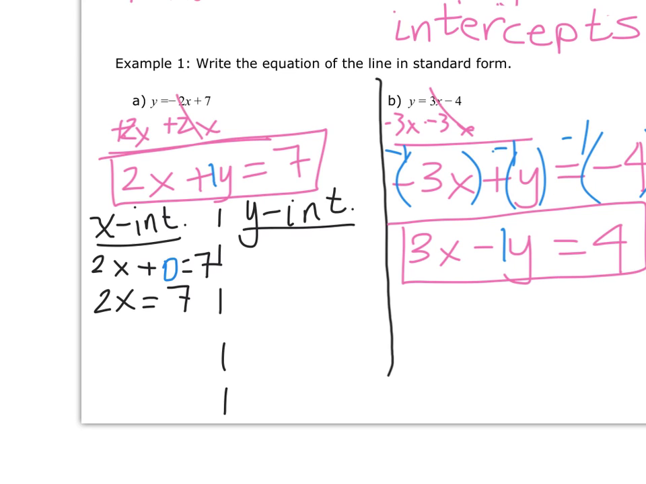So then to solve for x, what do I do? Not subtract. Divide. Divide by 2. Perfect. So I have x equals 7/2, or I know how much you'll like decimals, so let's do a decimal. 3.5. So my x intercept is 3.5.